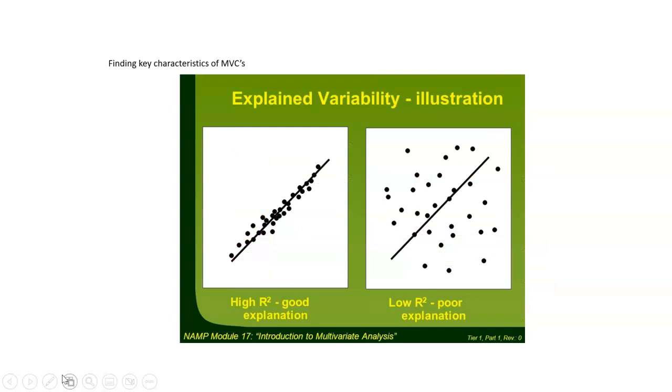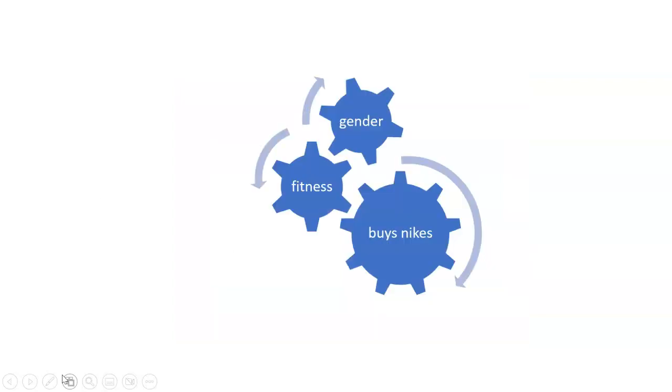I'm actually going to skip this as being a little complicated and go to the next one. Let's say in this case that the dependent variable, the behavior variable, is whether someone buys Nikes a lot or not. And the independent variables, the traits, are their interest in fitness and their gender.